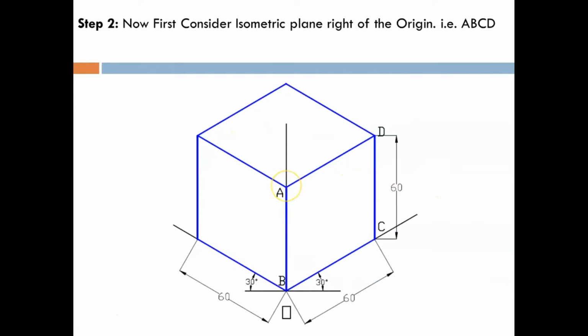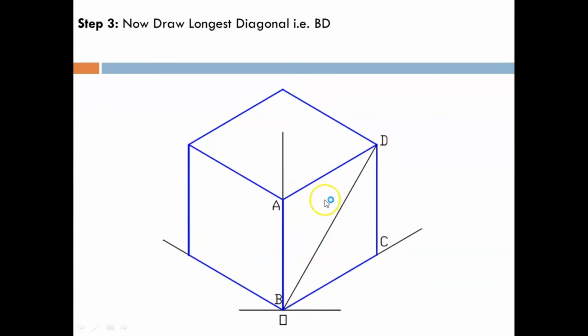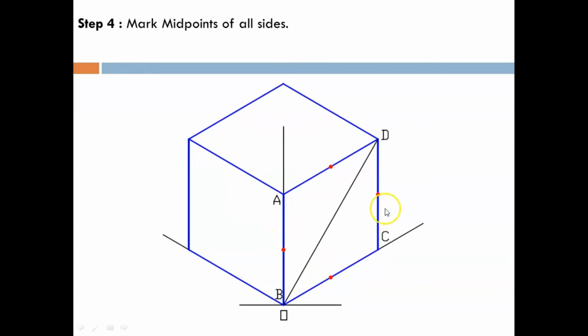Now first consider the isometric plane on the right side of the O, that is A, B, C, D. Now join the longest diagonal. See, there are two diagonals, BD and AC. Out of that, BD is the longest diagonal, so join this. Now plot the midpoints of all four sides, AB, BC, CD and AD, all the midpoints.